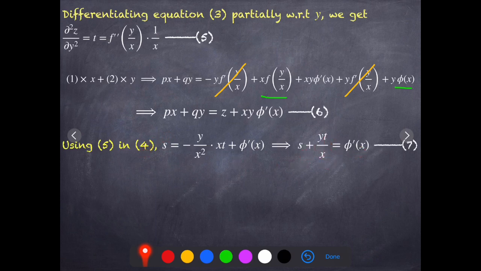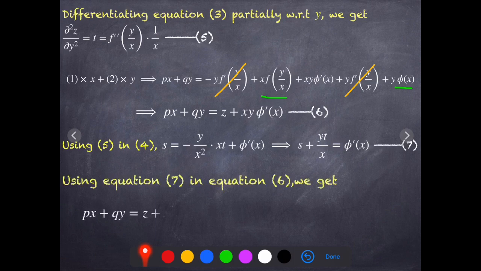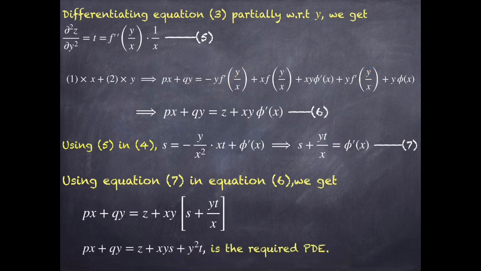Okay, now substituting equation number 7 in equation number 6, we will get px plus qy plus z. So in place of phi dash, substitute this value s plus yt by x. Simplify this equation, we'll get the final solution as px plus qy is equal to z plus xys plus y square t. Okay, moving to the next problem.